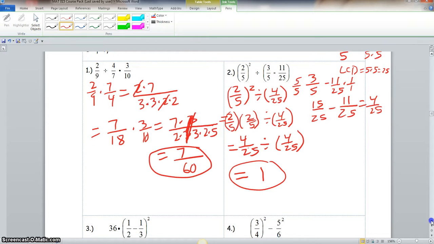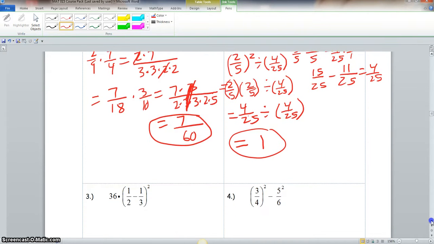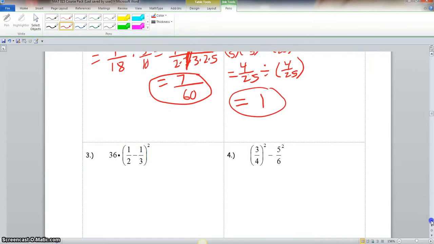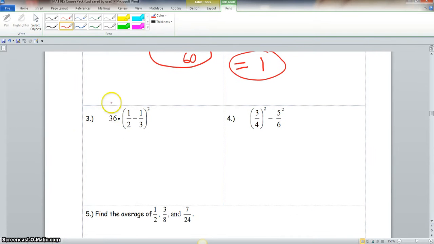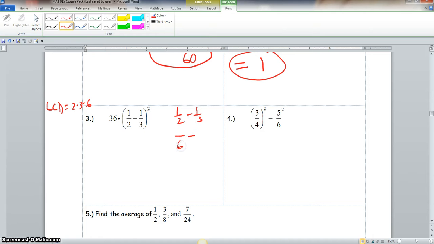Now we scroll down here to numbers 3 and 4. Now with number 3, this is what we need to do here. We need to do what's in parentheses first. Now we already know that 2 is prime and 3 is prime. So our LCD here, we know it'd be 2 times 3, which is 6. So we'll rewrite these fractions again. We have 1/2 minus 1/3. And our common denominator is 6.